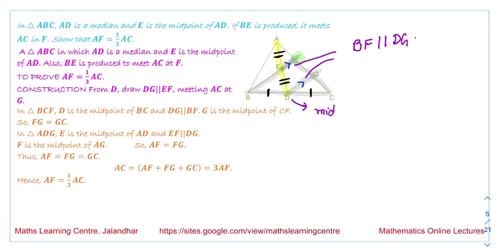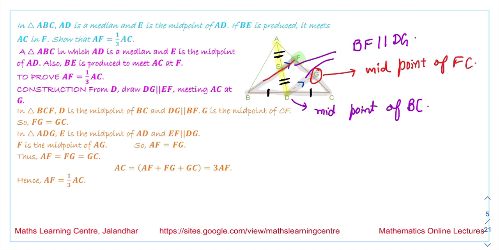By construction, BF is parallel to DG, and D is the midpoint of BC. So this gives us that G is the midpoint of FC. We are talking about this triangle over here, and these are the two parallel lines. Next, if we consider the triangle ADG, this larger triangle now.